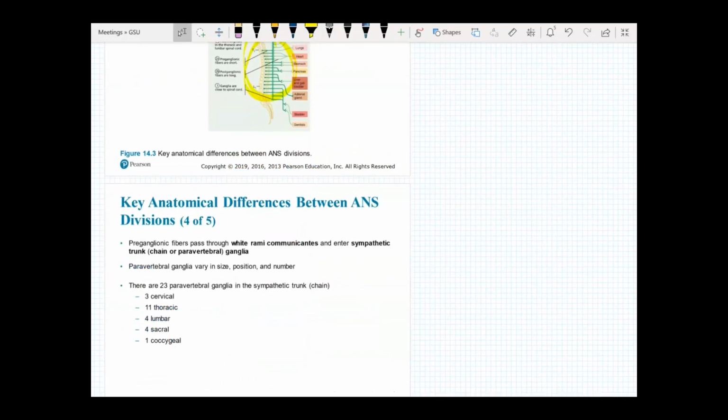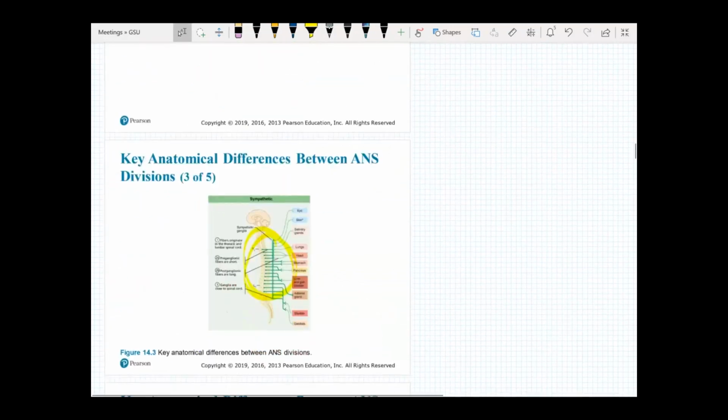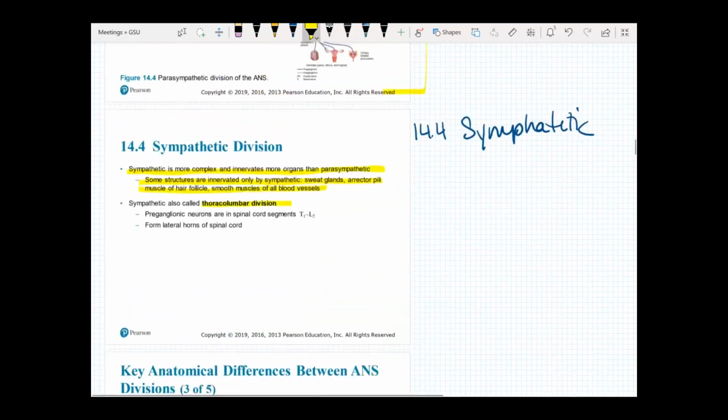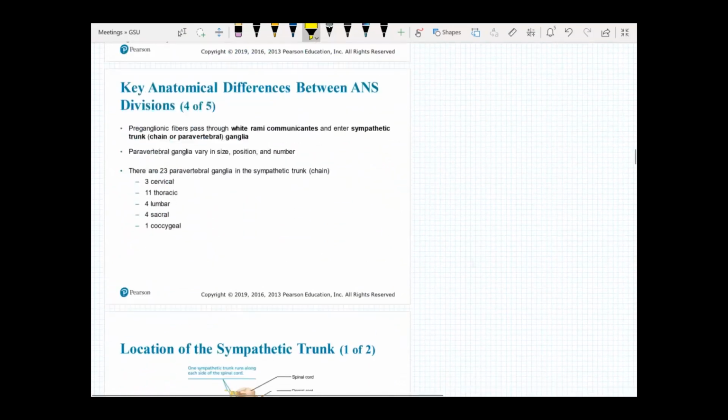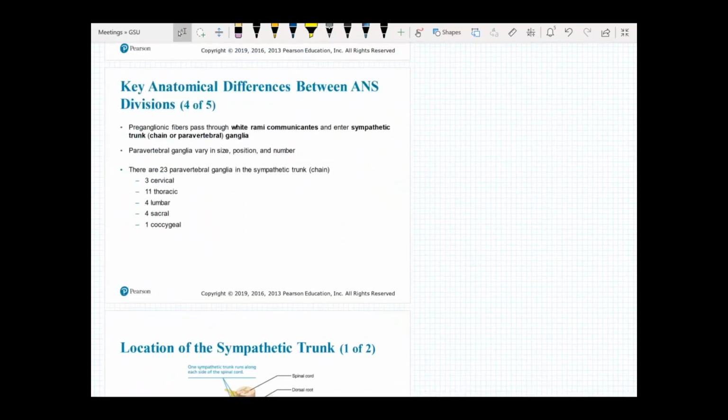So the key anatomical differences between this preganglionic sympathetic nervous system, right here, you can see how it is going to innervate some of these same things, but it is going to turn on these processes. So what I really want to focus on is the 23 vertebral ganglia in the sympathetic trunk. Say that 5 times fast. So there's a lot of cell bodies. Remember, ganglia essentially means cell bodies. So there's a lot of these in just the sympathetic trunk.